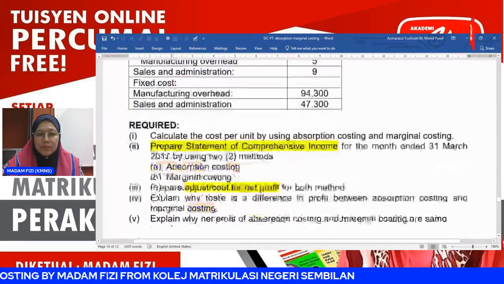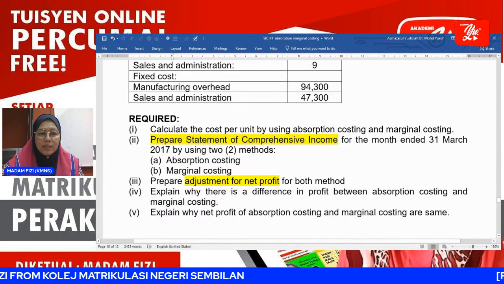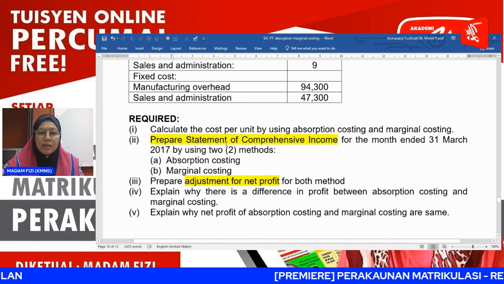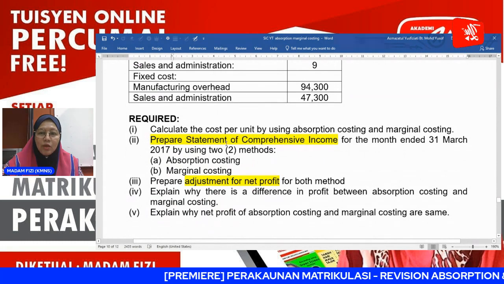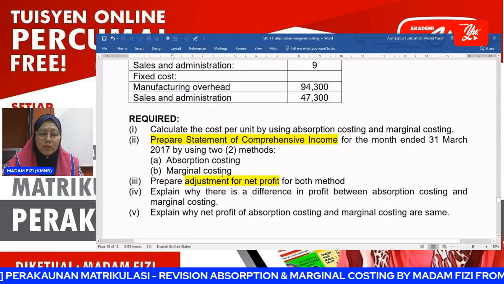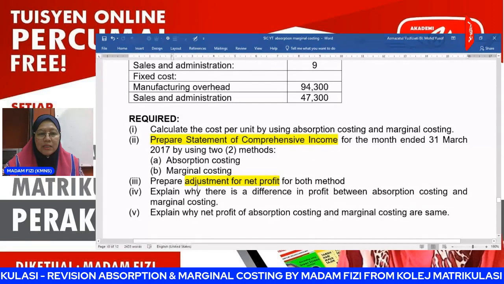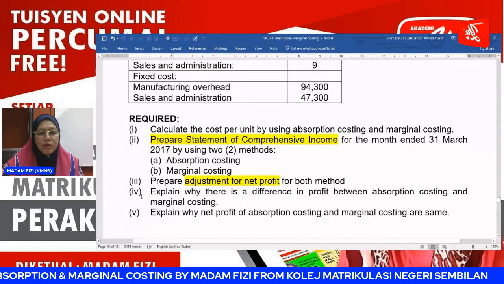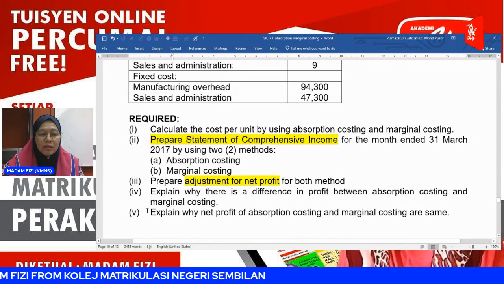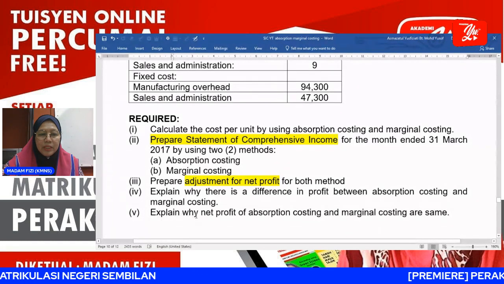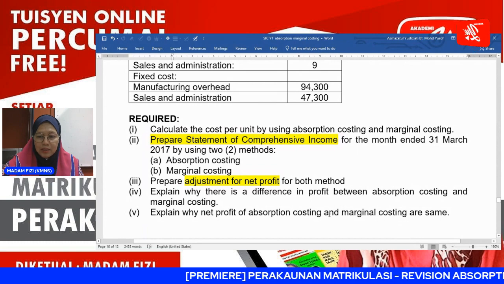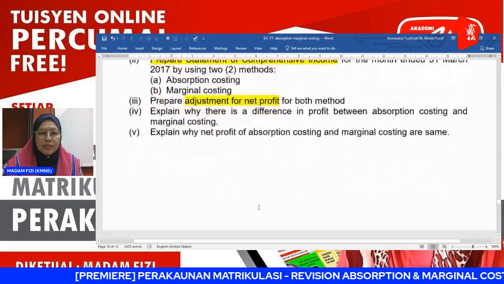Okay, so the requirements. One: calculate the cost per unit. Two: prepare the statement of comprehensive income for the month ended 31st March using absorption costing and marginal costing. Three: prepare the adjustment for the net profit. Four: explain why there is a difference in profit. And five: explain why the net profit of absorption costing and marginal costing are the same. Okay, now we look at the answer.